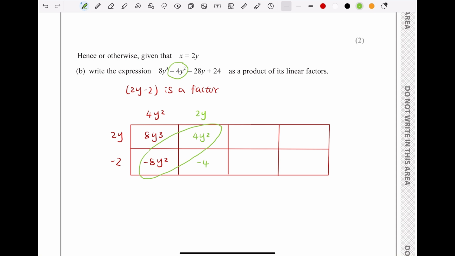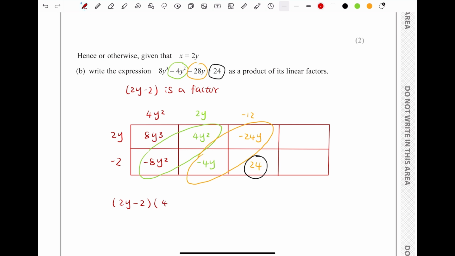Therefore, this must be negative 4y. And then we know these two terms must make negative 28y. That means this needs to be negative 24y. And that tells us this is going to be negative 12. And that gives us the constant 24, which is the same as the constant in the expression. So that means this cubic can be written as (2y subtract 2) multiplied by (4y squared plus 2y take away 12).